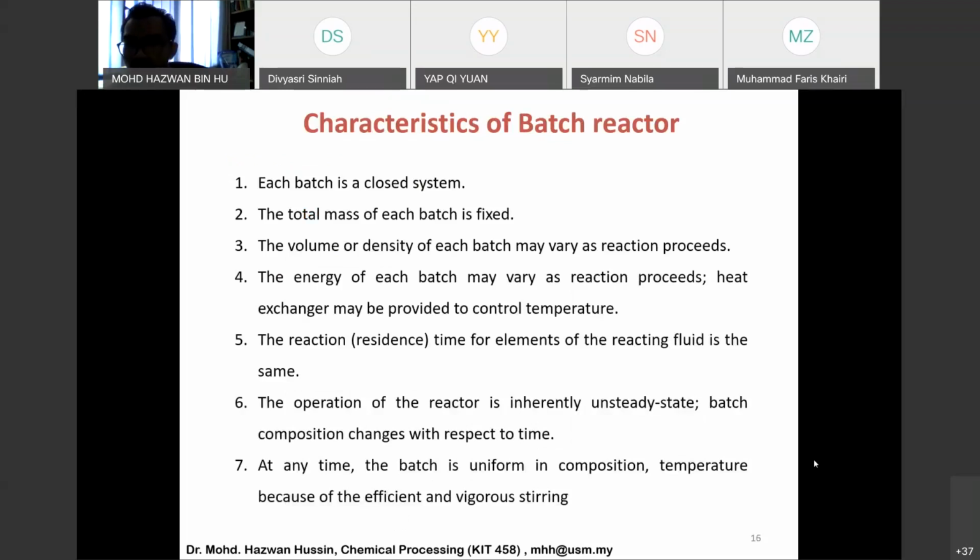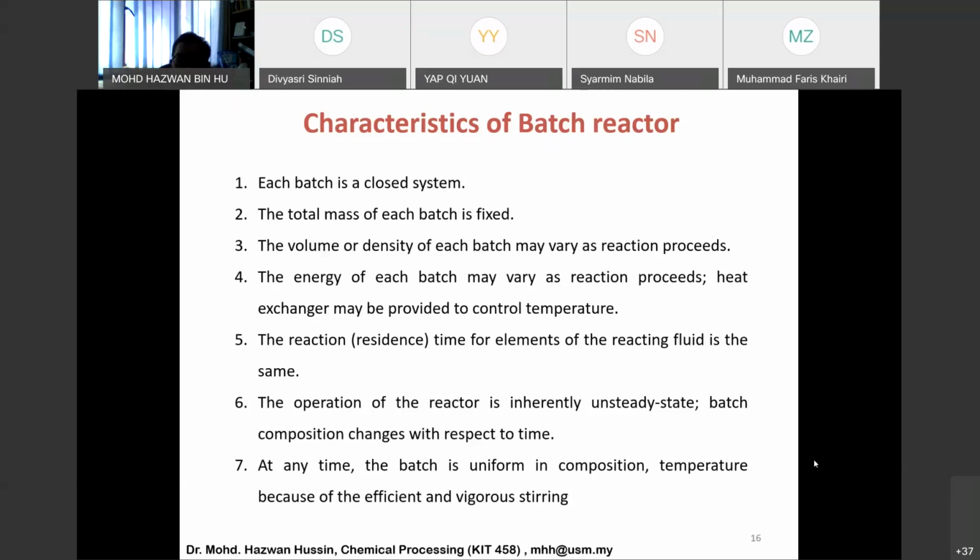So the characteristics of the batch reactor are also important for you guys to know. Whenever I say it's important, just bear in mind that you need to take note of this. So the characteristics of the batch reactor: first, each batch is a closed system. So once you charge it, we consider it closed. It is not open. It is not continuous.